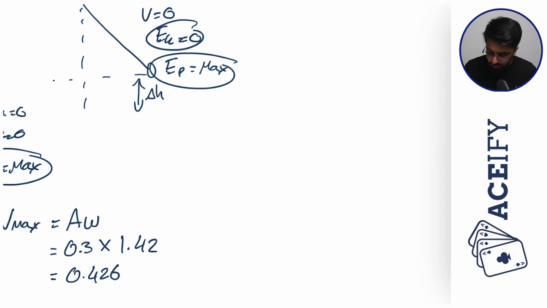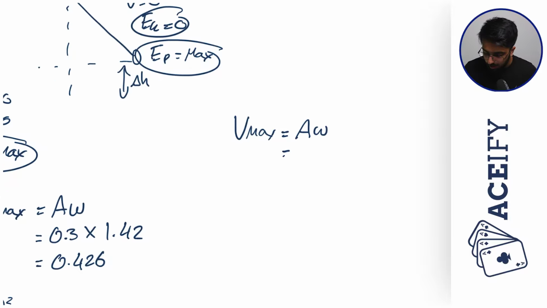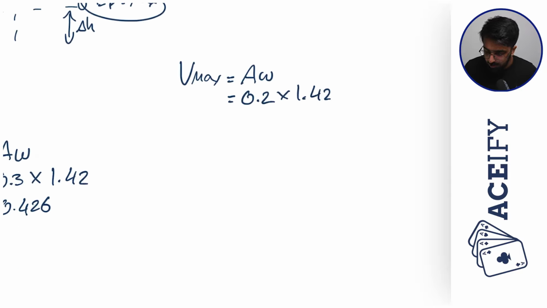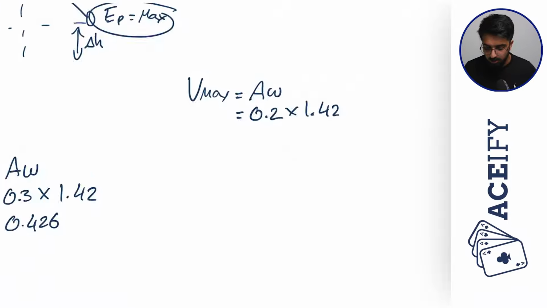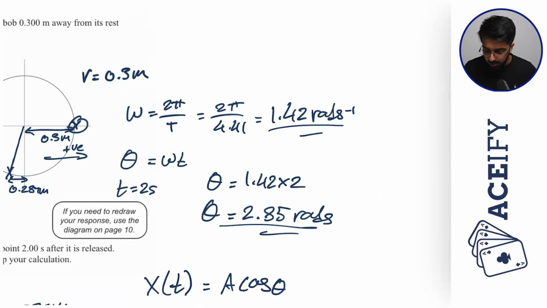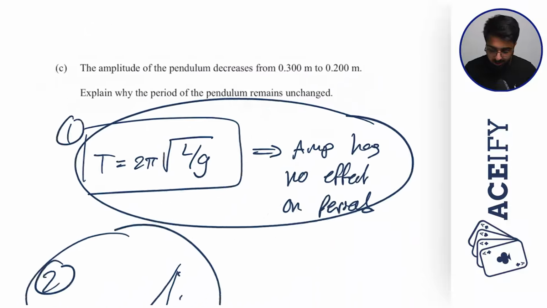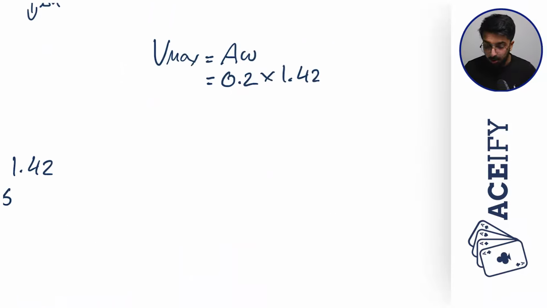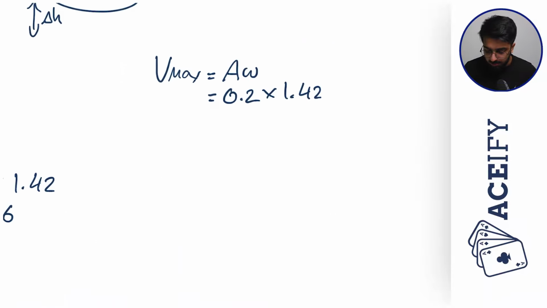Our final case, we can say that Vmax is equal to A omega again, where our amplitude this time is 0.2 meters, right, over here, times our angular velocity, which is 1.42. Now remember, our angular velocity does not change because our angular velocity is 2 pi all over our period. And we established in the previous question that our period does not change when we reduce the amplitude, okay? So therefore, our angular velocity does not change. So this gives a Vmax of 0.284 meters per second, okay?